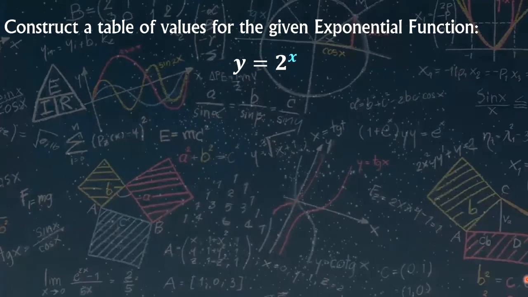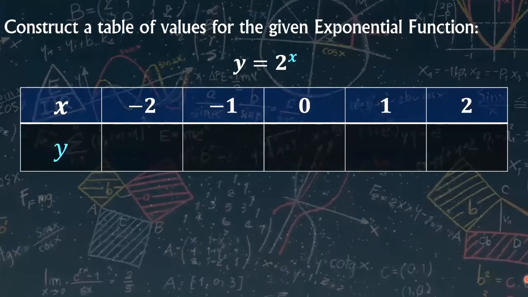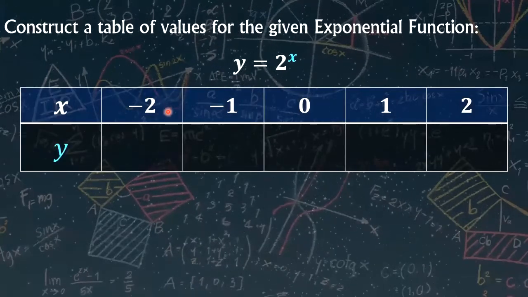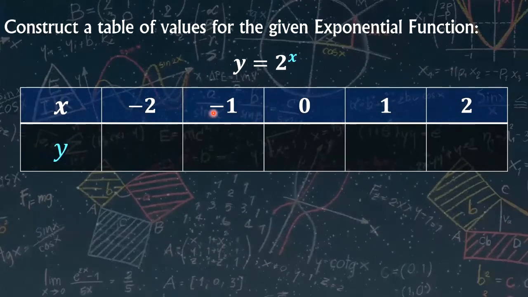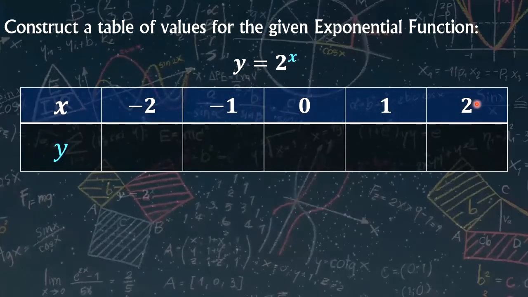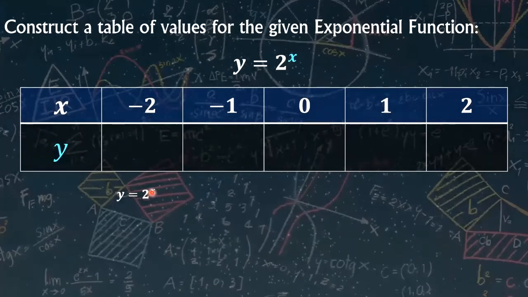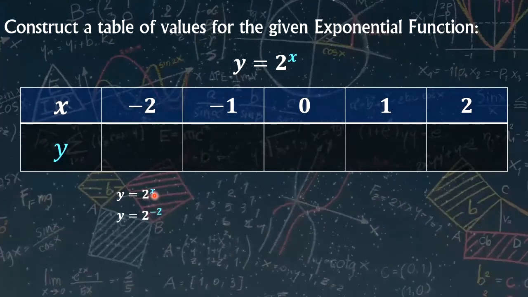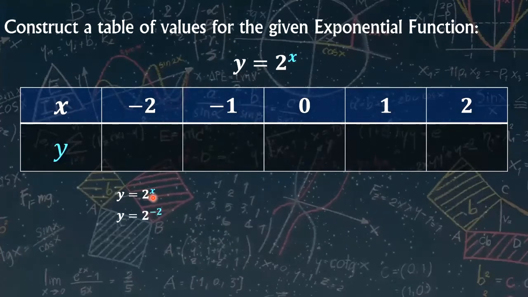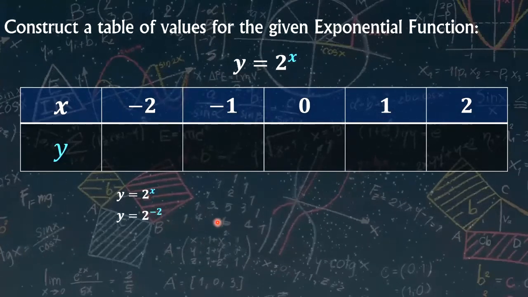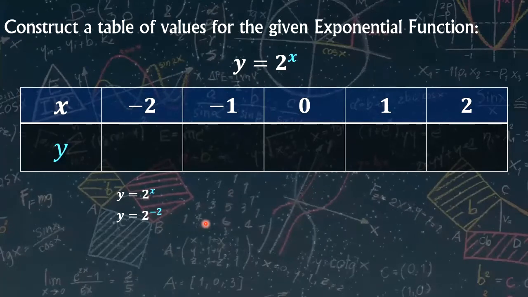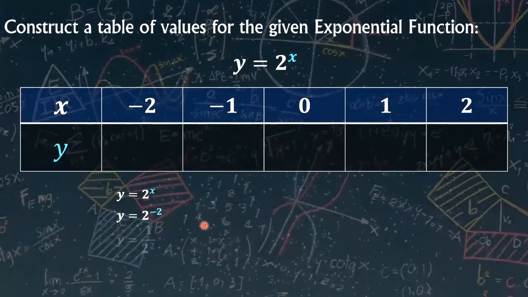y equals 2 raised to the power of x. I have here a table with x values, which are -2, -1, 0, 1, and 2. Now, let's substitute -2 to our exponential function. Copy the given first, then substitute -2 to the variable x. So that becomes y equals 2 raised to the power of -2.